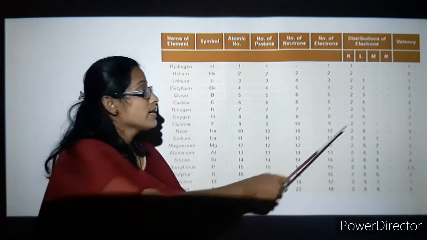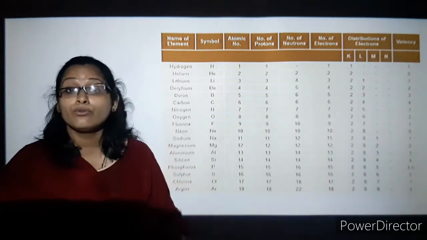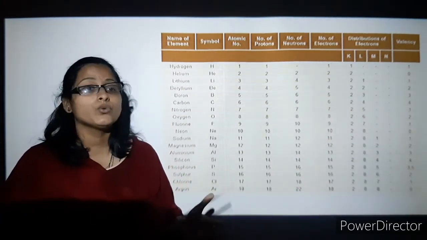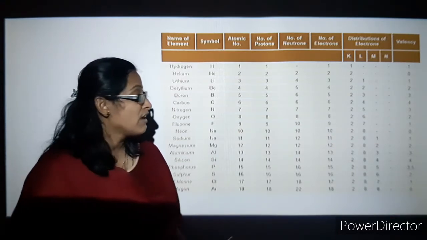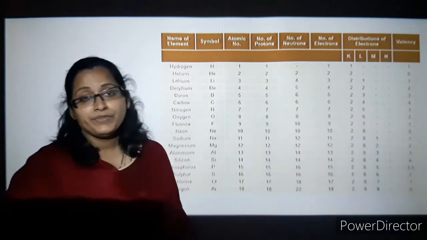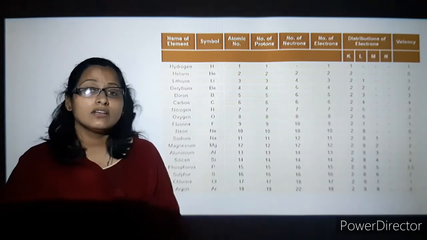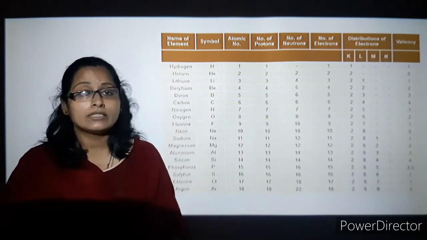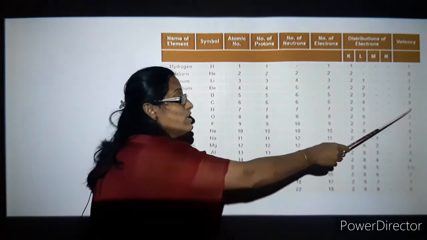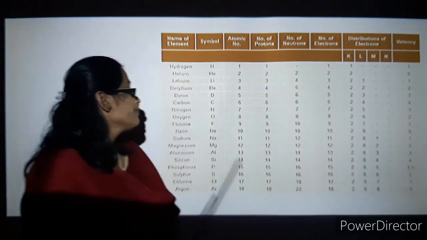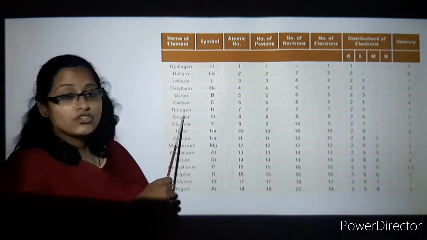So it requires how many electrons to fill the octet is what you will write as the valence electron. So 8 minus 5 is 3. So it requires 3 electrons to form the octet configuration. So 8 minus 5 is 3. 3 is the valency of nitrogen.